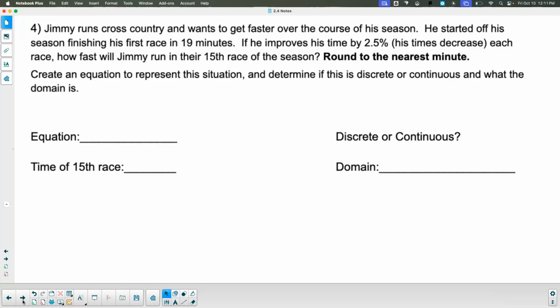Give you a couple of minutes. Again, we'll pause the video here. Give a couple of minutes to do this particular problem.